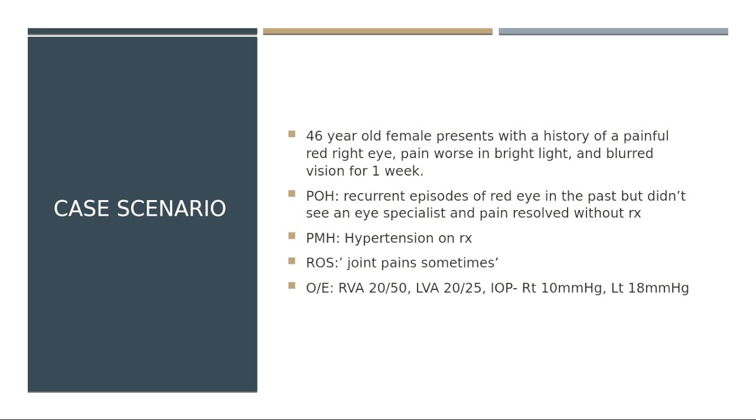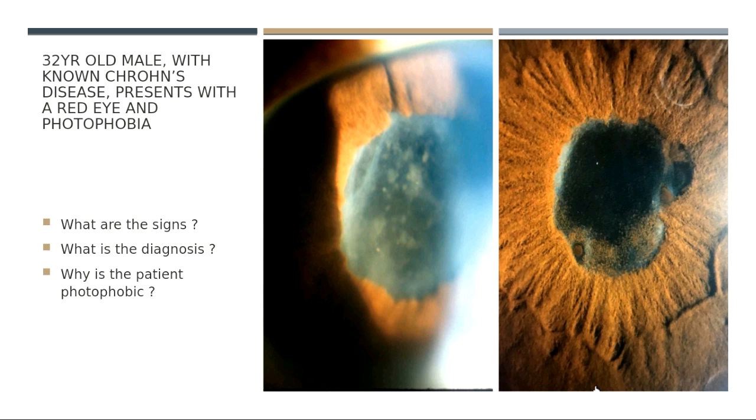So for the differential of a painful red eye, we have to go through again and think about iritis, scleritis, episcleritis, and other things. Well, the patient is mainly complaining of photophobia. So my first differential would be an iritis, actually, an anterior uveitis. Okay? But let's move on, because I seem to have inadvertently removed the slide showing you that picture.